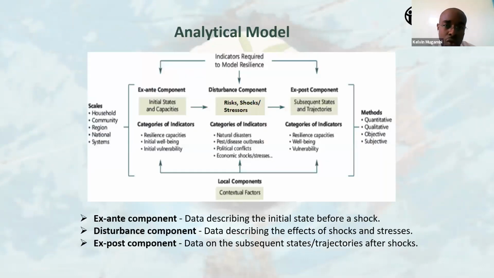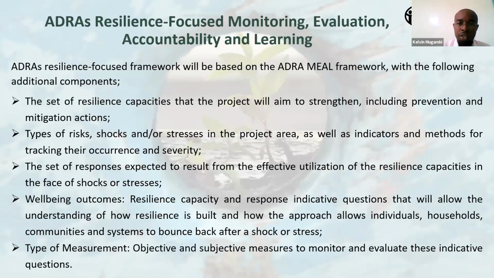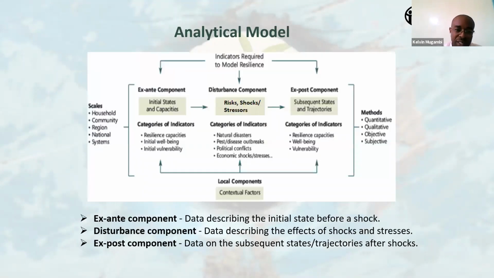So next, we're going to look at the analytical model of what we've just discussed, these particular components. And these components are going to be divided into three distinct components. That is the ex ante component, the disturbance, and the ex post component. But more importantly, as we look at these indicators that are required to model our resilience is the scale. So we have to define our scales, or rather look through the scale of operation for a project. It could be either at the household level, is it at the community, regional, or national.